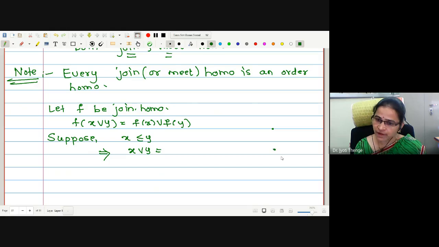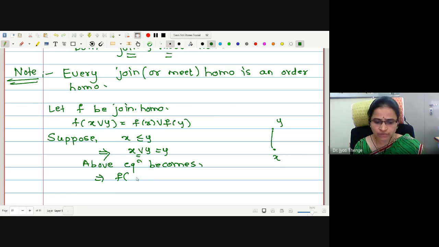If x precedes y, according to the Hasse diagram, this will be the situation. Then what is the join of the two? x join y is y. And what is x meet y? x. Correct? Therefore, what is this above equation giving me? Let us apply f on both sides, taking the f image on both sides. Therefore, the above equation becomes f of x join y is equal to f of y.